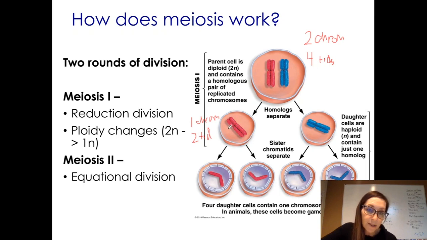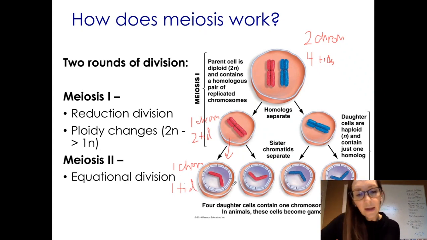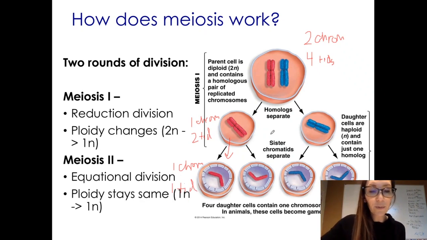Now when we look at meiosis 2, going from here to here, you can see that the number of chromosomes is still 1. Still 1 chromosome. But by the end here, we only have 1 chromatid. So this is called an equational division, and the ploidy stays the same. Okay, so let's look at the mechanics of how this actually works.